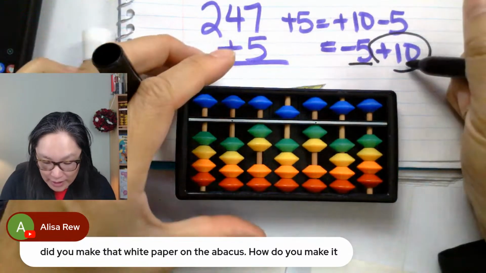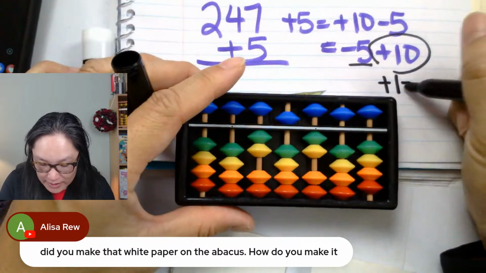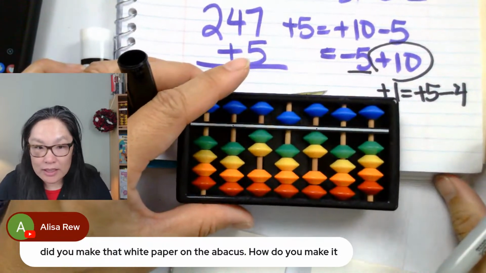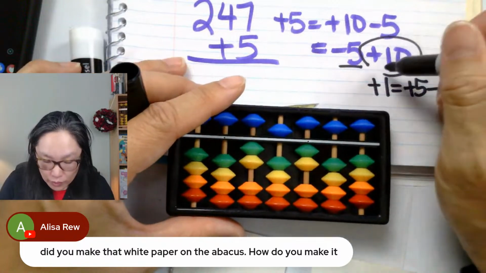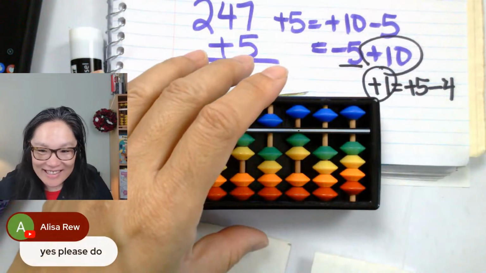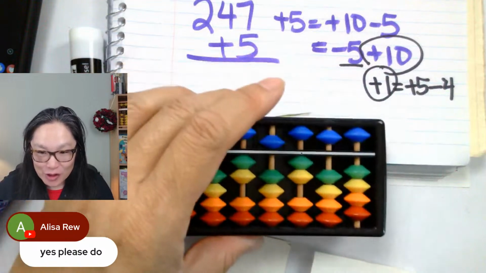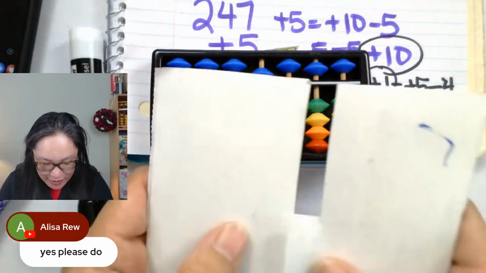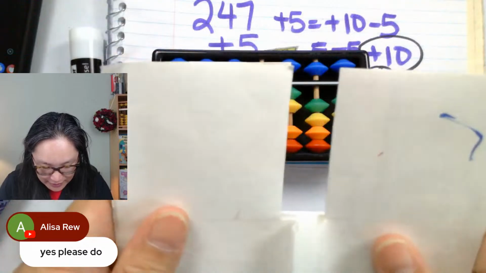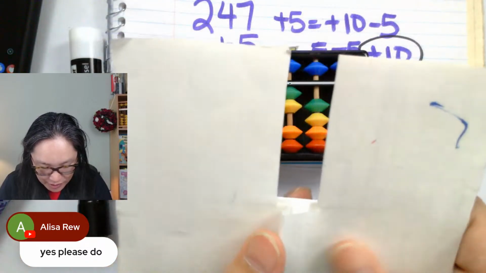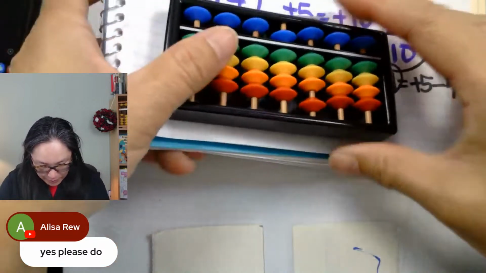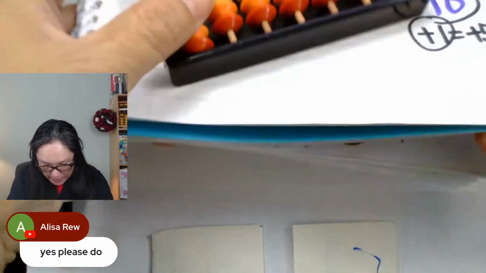So what we did is we added the 1 is equal to plus the 5 minus the 4. That is what we did. So we had those questions. Yes, please do. Yes, for sure. I was just trying to figure out where to put the thing. And I do like it. You're going to be able to print it out. But we're back to here.